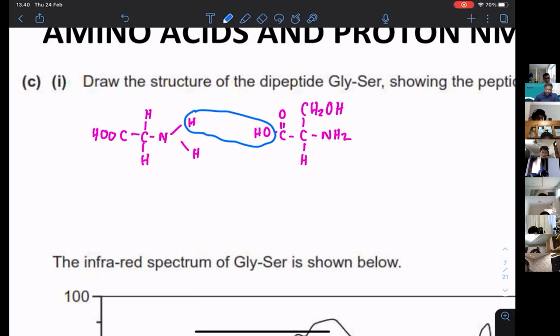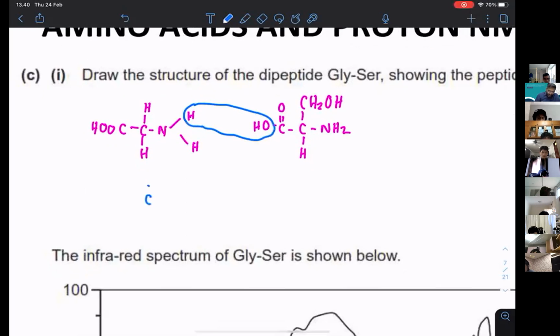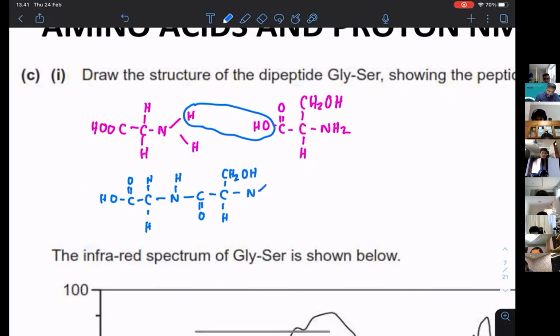So here, if I put CH and then H, I can put C double bond O, OH, nitrogen, and then you have hydrogen, and then C double bond O, you have C, H, CH2, OH, and then I have NH2. This is going to be the dipeptide that they meant.